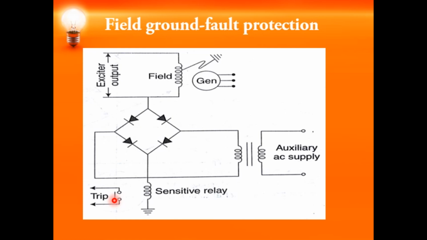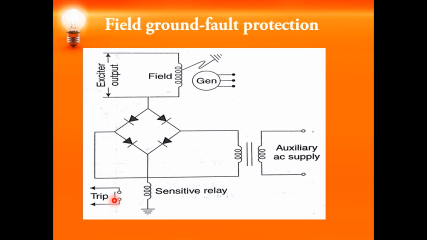If there is a partial field failure due to short circuiting of turns in the main field winding, it is detected by the increase in the level of the field current. A severe fault or a short circuit of the diode is detected by the relay, which monitors the current flowing through the field. So this is how you can protect the rotor against the field ground fault.